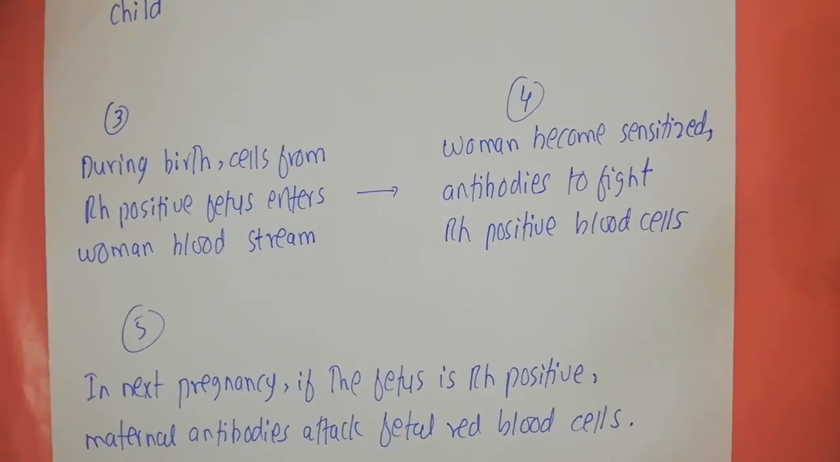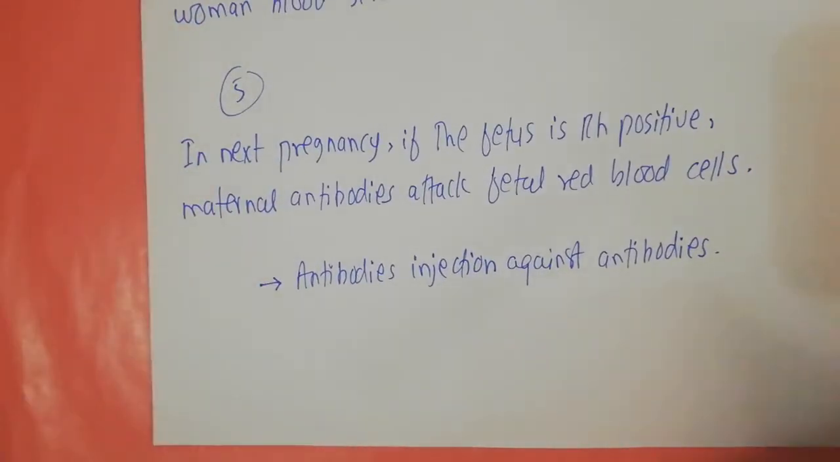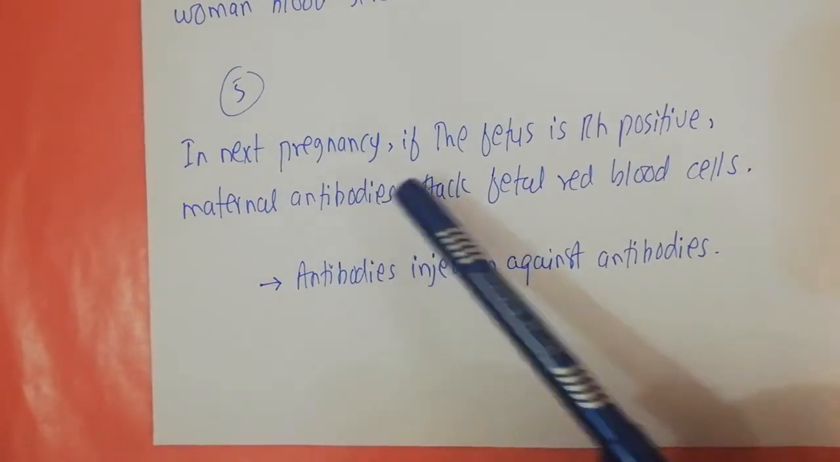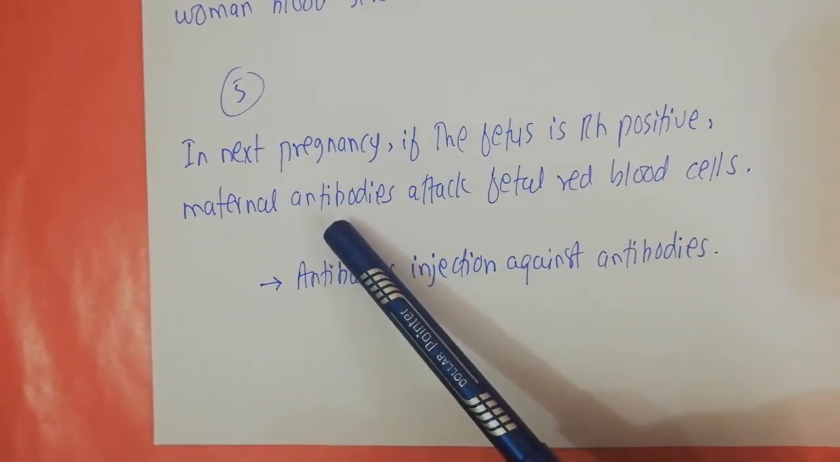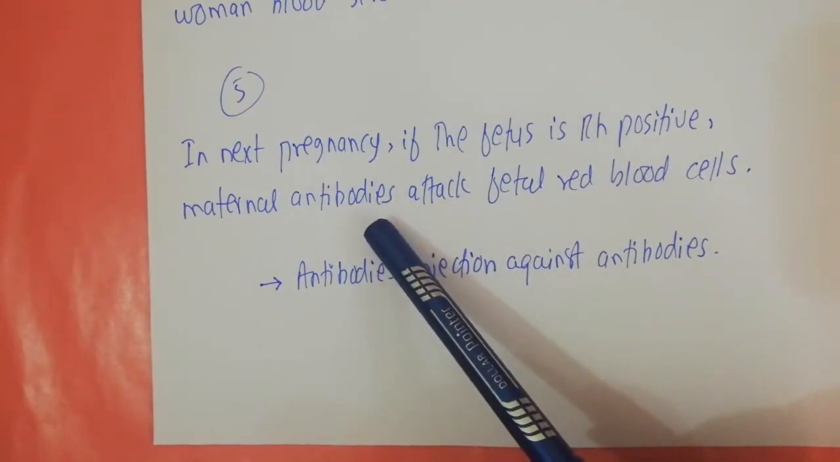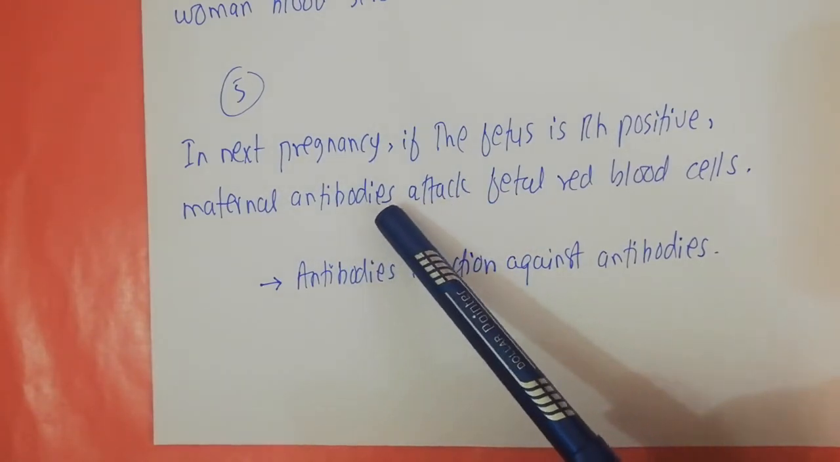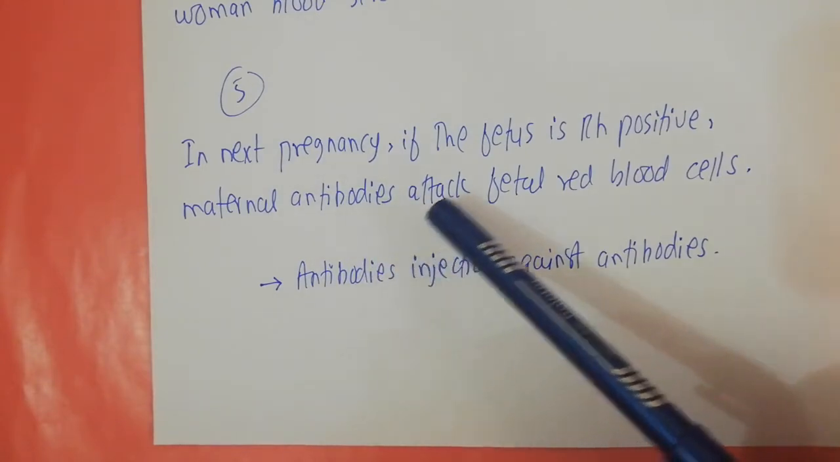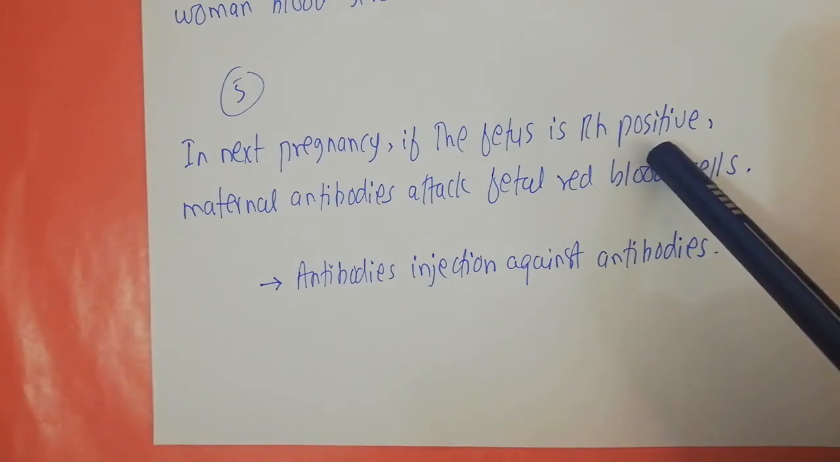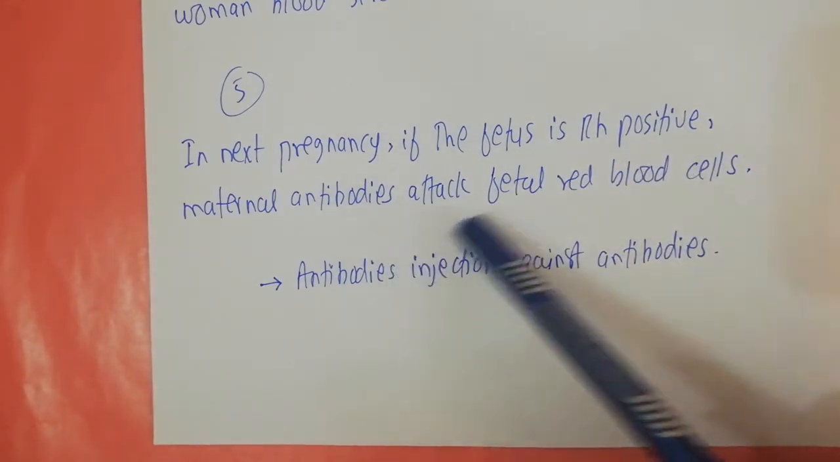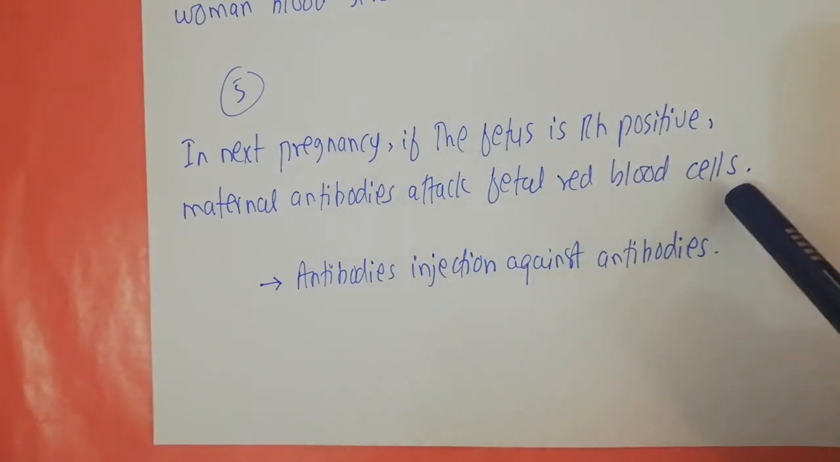Now this is a problem in subsequent pregnancies. For example, in the next pregnancy, if the fetus again is Rh positive, the antibodies from the mother can be transferred through the placenta into the fetus. And as the mother has got antibodies against the Rh factor, the maternal antibodies are going to attack the red blood cells.